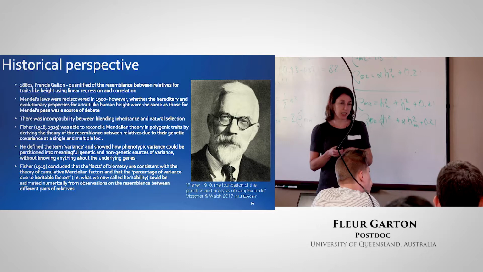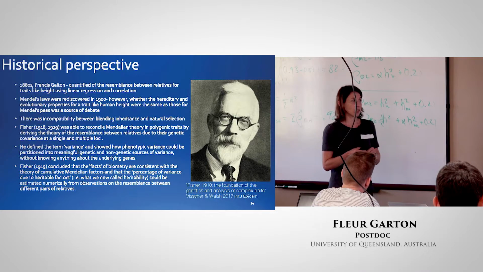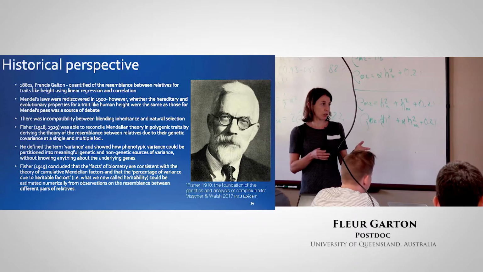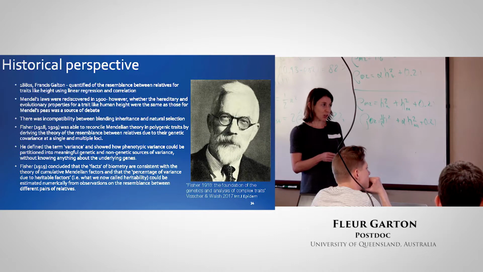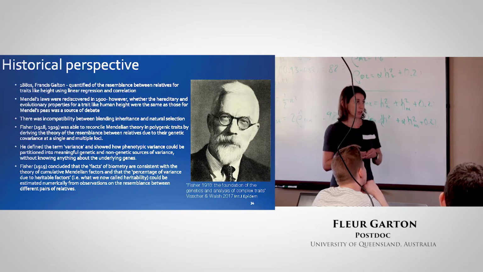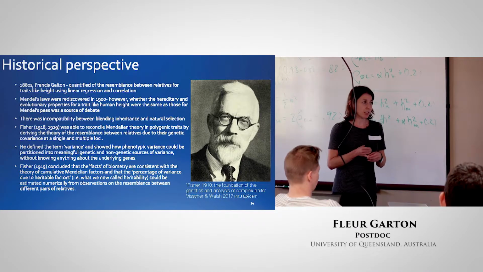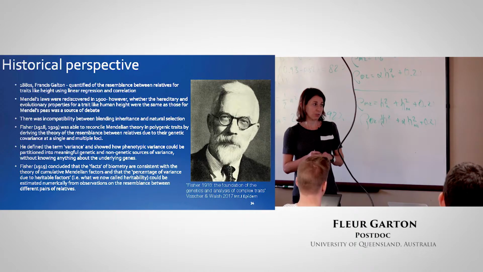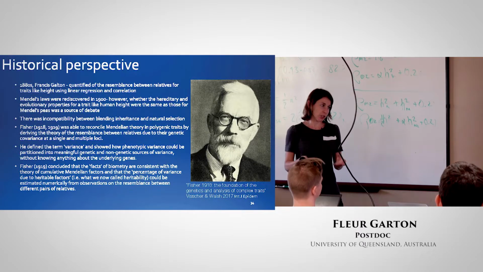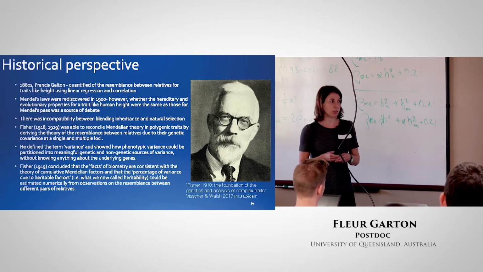Fisher in 1918 was really able to reconcile Mendelian theory with polygenic traits, and so he was able to derive the theory of resemblance between relatives due to their genetic covariance at single and multiple loci. He actually defined the term variance and showed how phenotypic variance could be partitioned into meaningful genetic and non-genetic sources of variance without knowing anything about the underlying genes. And then he concluded that the facts of biometry are consistent with a theory of cumulative Mendelian factors, and that the percentage of variance due to heritable factors, what we now call heritability, could be estimated numerically from observations of the resemblance between different pairs of relatives.